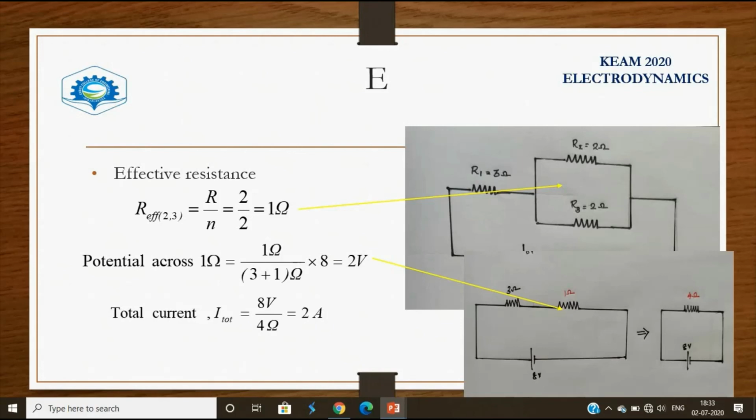Now see the circuit. The current is passing through 2 equal resistors. So the current will be divided into equal values. That is, 2 ampere will be divided into 1 ampere and 1 ampere. So the voltage and the current passing through the resistor R2 is 2 volt and 1 ampere.